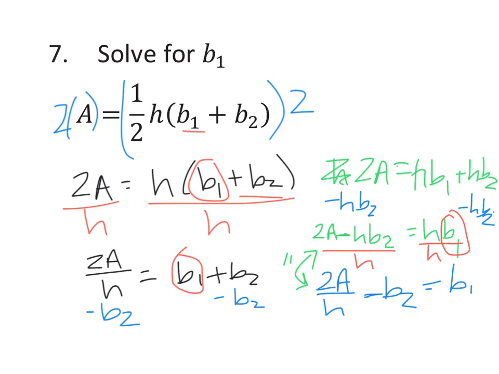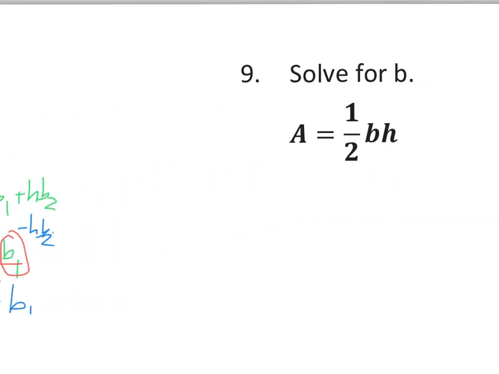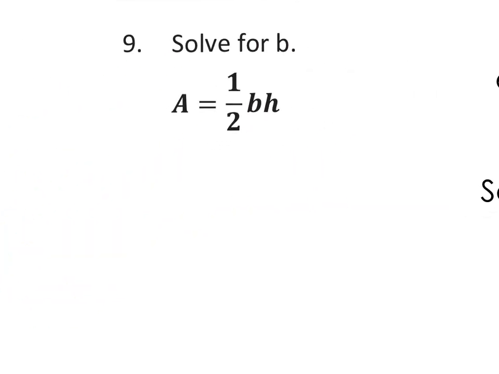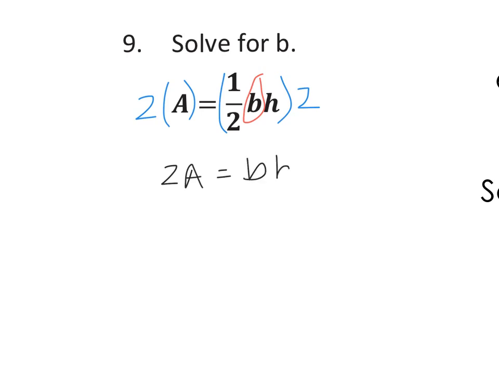Okay, let's do one more on this page and then we'll do the other ones in class. And we'll end with a pretty short one, which is solve for b, a equals 1/2 b h. Now, I know you're tempted, since everything is multiplication here, to just divide. I don't like dividing by fractions, so what did I say on the last problem is the first thing I do? Multiply by that 2. So I'm going to multiply by 2 as my first step, and I get 2a equals bh.